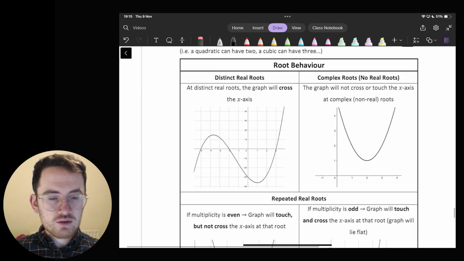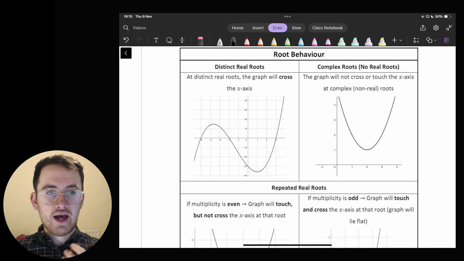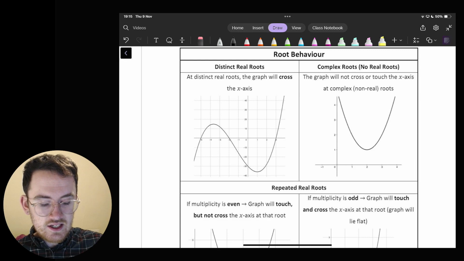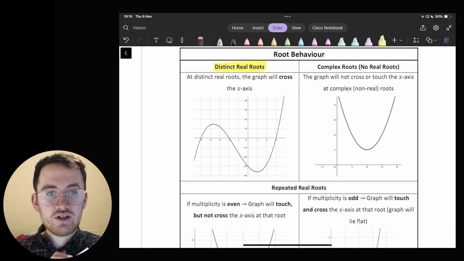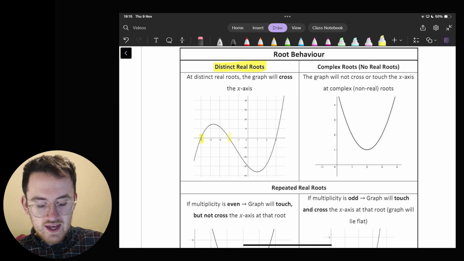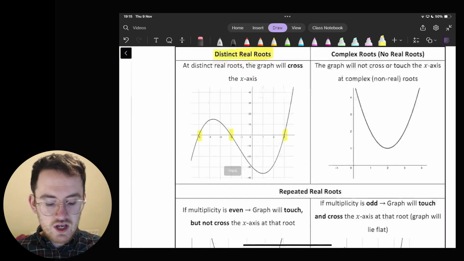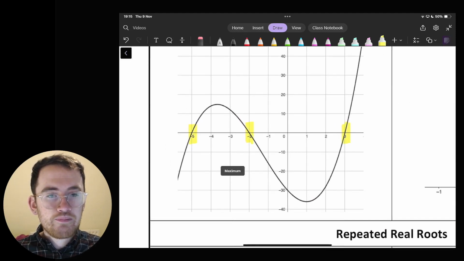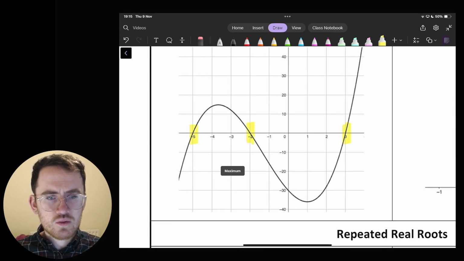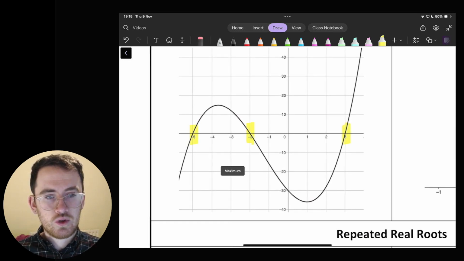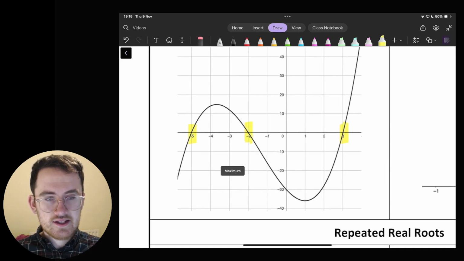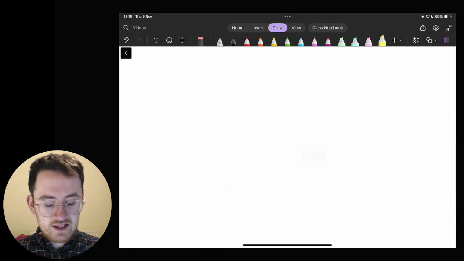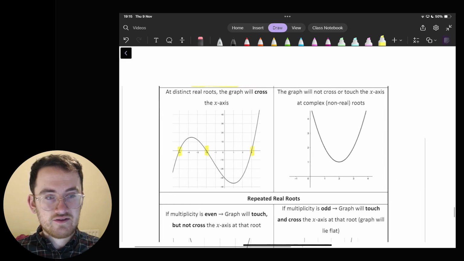And we can talk about what we call the root behavior, so how the graph behaves at its different roots. So if a graph has distinct real roots, so all different real roots, the graph will cross the x-axis at these distinct real roots. Looking at the example we have here, zooming in to make it a bit clearer, we can see that it has 3 roots. It has one root at -5, one at -2, and one at 3. And it is crossing the x-axis at each of those points. So we can see very clearly the 3 distinct roots that I have there.